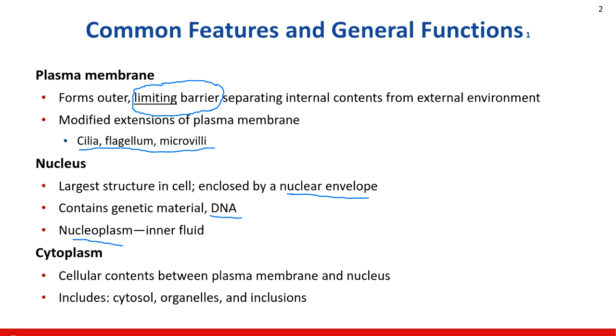Then the third component of the cell is the cytoplasm. That's the structure that occupies the space in between the plasma membrane and the nucleus, okay? And there's three components to it, and we'll talk about each of these separately: the cytosol, the organelles, and the inclusions. But this is where a lot of cellular activities, metabolic functions will occur. So we'll start to talk about that. We'll talk about all the different aspects of the cytoplasm.